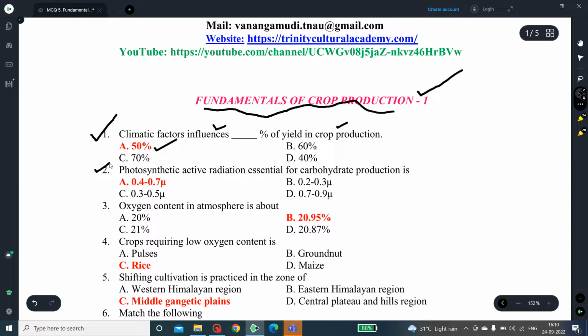And the second question: photosynthetic active radiation essential for carbohydrate production is, the correct answer is 0.4 to 0.7 microns. And the third question: oxygen content, that is O2 content in the atmosphere, is about 20.95% or 21%. That is the correct answer.